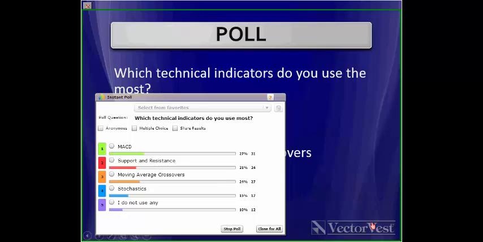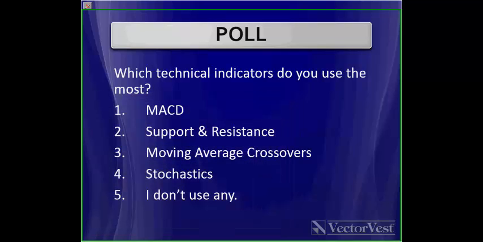So I'm going to give you about 10 seconds because we've got a bunch of things to cover today. Let's see, 10, 9, 8, 7, 6, 5, 4, 3, 2, 1. So let's see. I'm not sure if you guys can see the poll. Oh, I see a few people saying ADX. Let's see if this works for everybody. I'm going to hit stop poll.